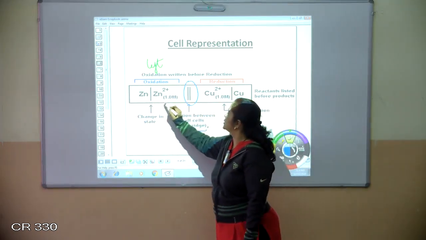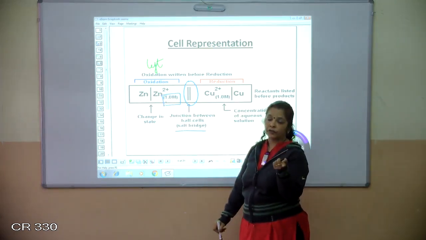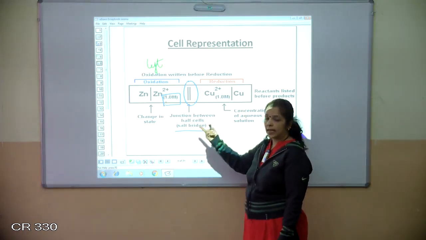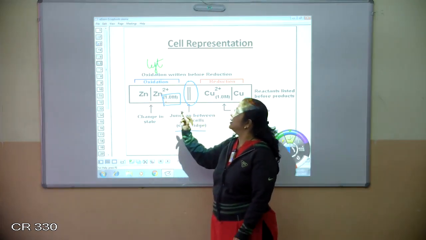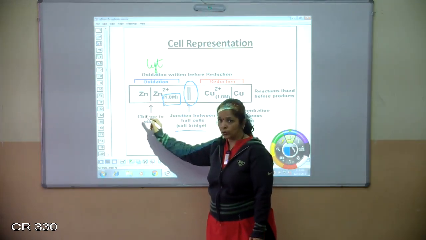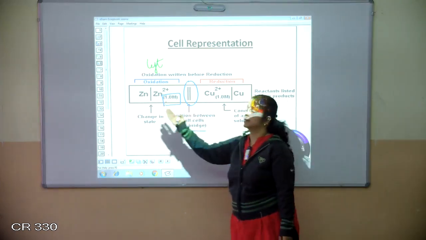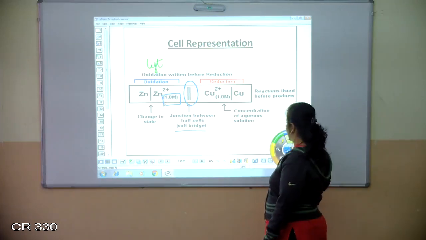We have deliberately written a concentration of 1 molar because we are still referring to a standard cell. That is how you represent the cell. By looking at the representation, you can know which is the oxidation half cell, that's the anode, and which is the cathode. Where would the oxidation take place? This side. Where would the reduction take place? This side. Moving ahead.